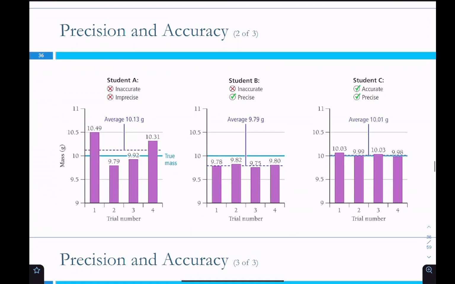Student C, however, is both accurate and precise. Their numbers are all really close together, and they're all very close to the true value. And their average comes out to 10.01, right? Pretty much right on the money.